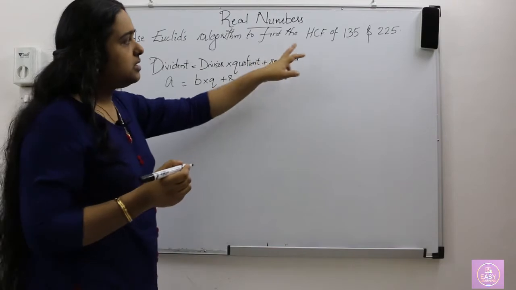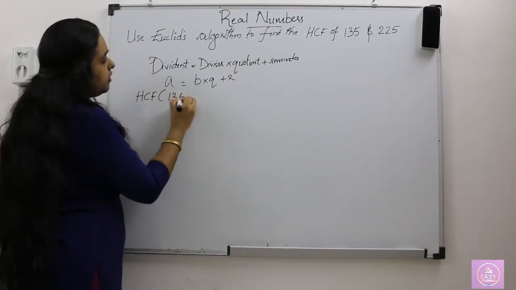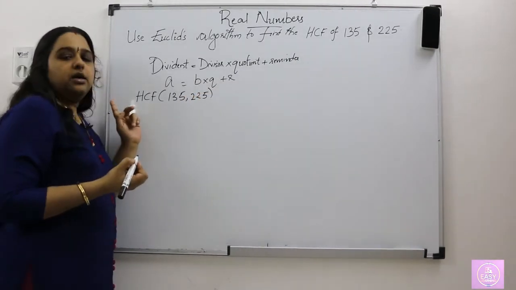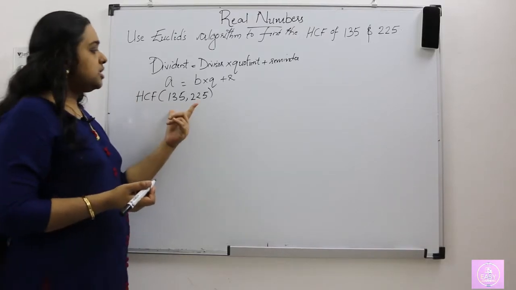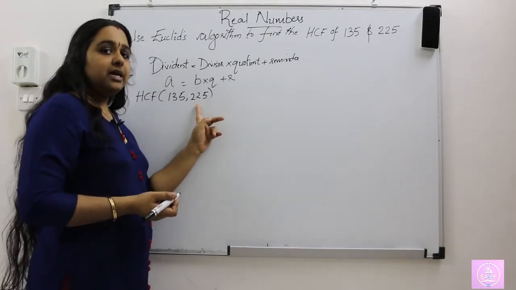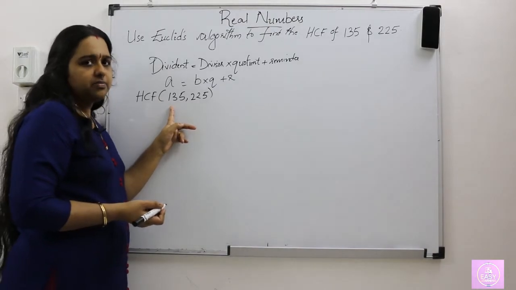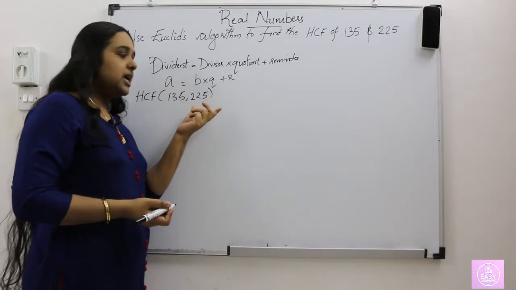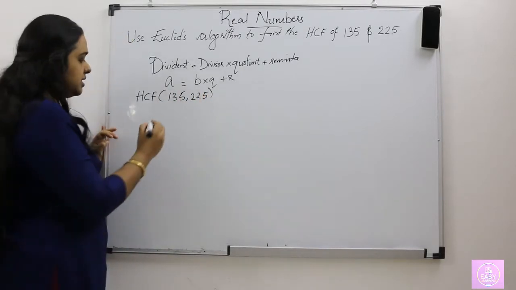Our question is to find the HCF of 135 and 225. How can we do this? Listen carefully. From these two numbers, we will pick the greatest number and make it the dividend and the other number the divisor. In simple words, we are going to divide these two numbers, taking the biggest number as the dividend and the smallest number as the divisor.